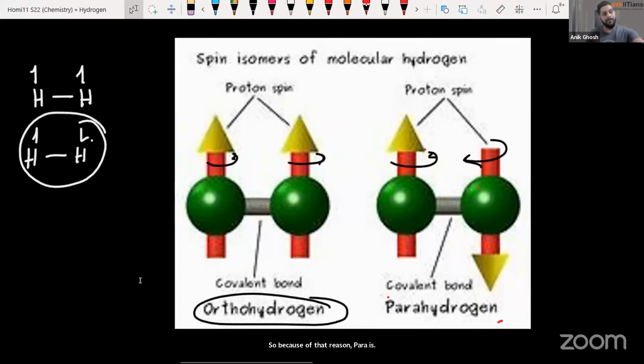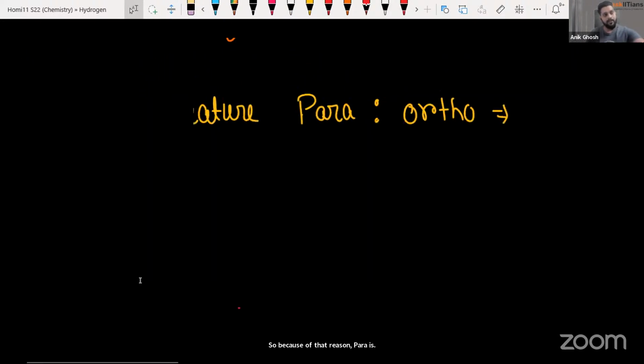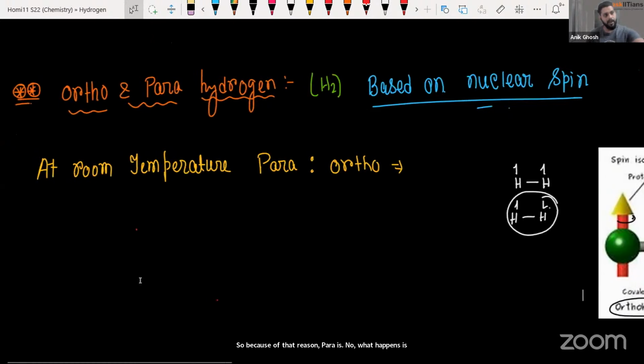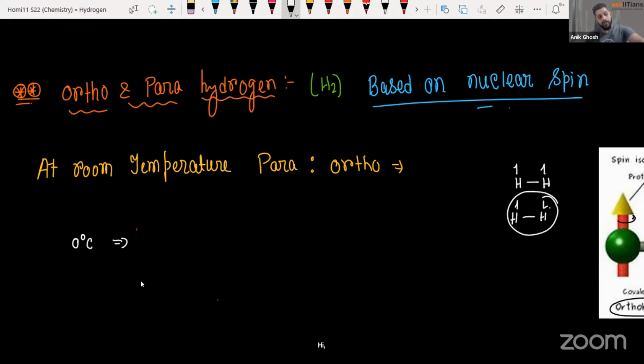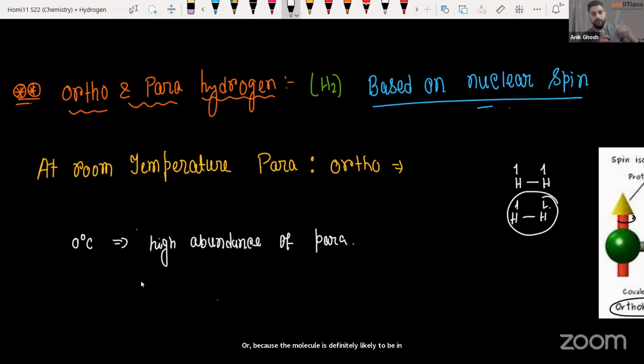Now, what happens is, if you look at hydrogen at 0 degree centigrade, there you have a high abundance of para, because the molecule definitely likes to be in the para state. But the more energy you give to it, Hanshika, what would happen? It would give you more and more ortho abundance. So when you increase the temperature from this point beyond, guys.